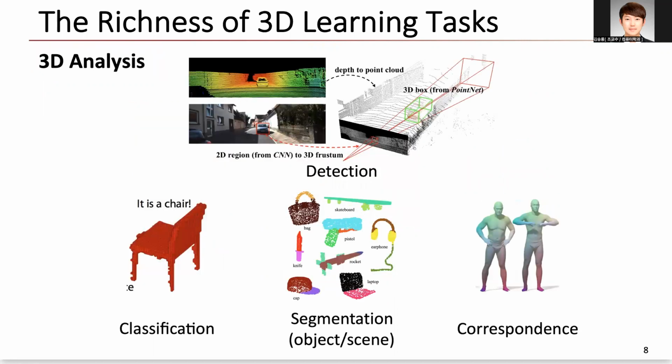In the 3D analysis perspective, we can detect 3D objects in the 3D space like this, or classify or segment 3D representations, or we can find a correspondence field, not on 2D images as we discussed last week, but between two kinds of 3D representations, in this case two 3D humans. Anyway, there is so much richness in 3D learning tasks.